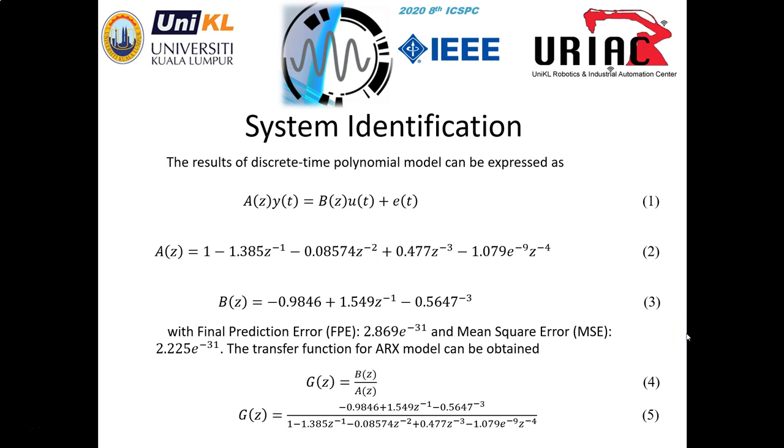So these are the system identification discrete polynomial equations; you can see equations 1, 2, and 3. From the results on the system identification app, we receive a final prediction error of around 2.869 times 10 to the power of negative 31, and the mean square error, MSE, is 2.25 times 10 to the power of negative 31. The transfer function of the ARX model, the autoregressive model, can be obtained as you can see in equation 4, and the final transfer function we receive is in equation 5.